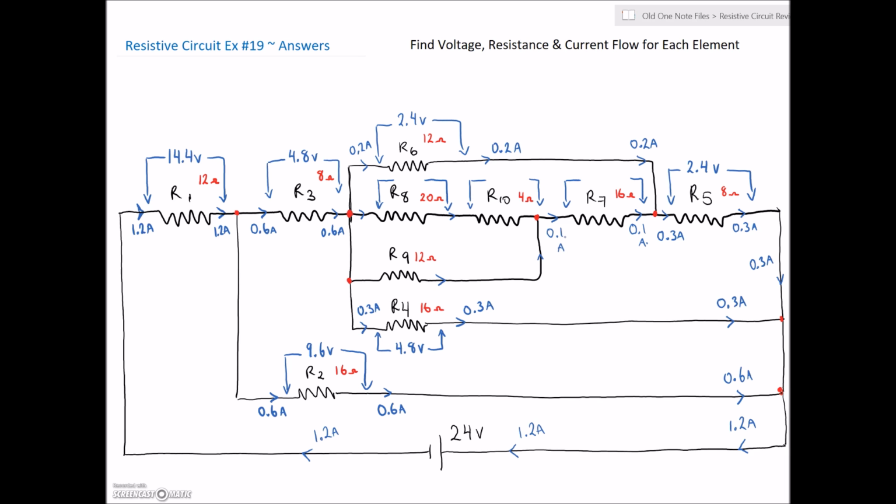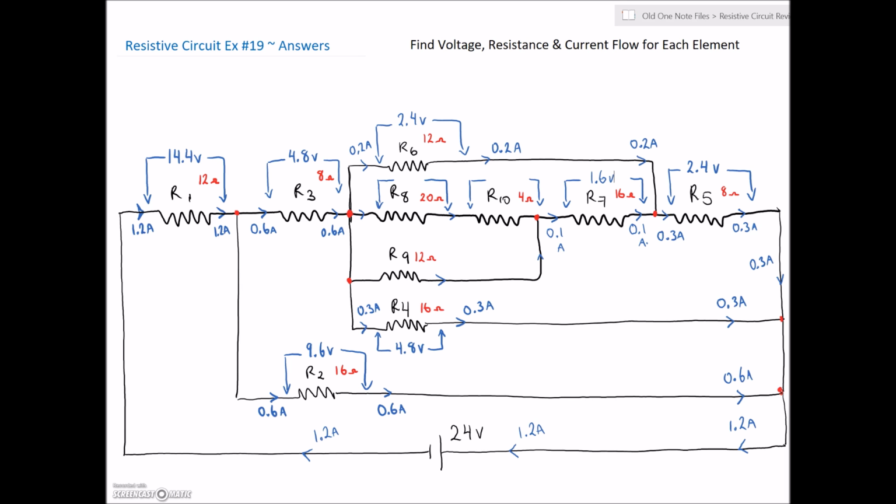Okay, so we got 0.1 amps flowing there. We're going to multiply that by the 16 ohms for R7. That gives us 1.6 volts across R7. Nice. Okay, so now what's our next step here? We got the current there, we got the voltage across R7. Let's take a step back and see if we can just figure out R8, 9, and 10.